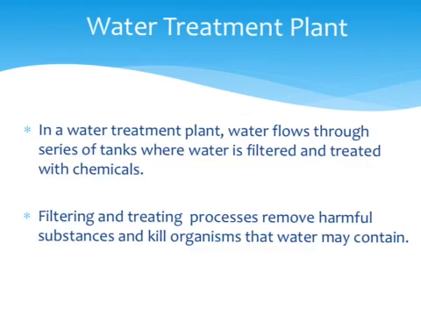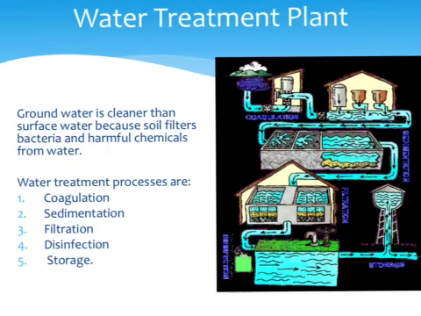In water treatment plants, water flows through a series of tanks where water is filtered and treated with chemicals so that it cleans the water, and we can remove the harmful substances and kill those bad organisms, and make sure the water is clean and safe for us to use for drinking, bathing, and all these other tasks that we use water for. So here's a little diagram of a water treatment plant, and you can kind of see as it goes through all the different steps, follow the arrows there.